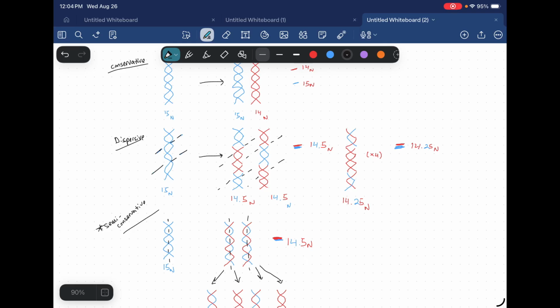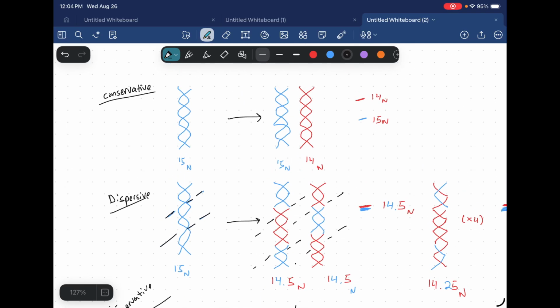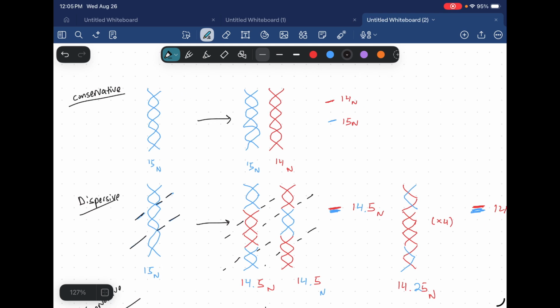The conservative model proposed that the original DNA molecule remained completely intact and was simply copied. The two parental strands stayed together as a double helix, and an entirely new DNA molecule was synthesized alongside of it. So after replication, you would have one completely old DNA molecule and one completely new DNA molecule.